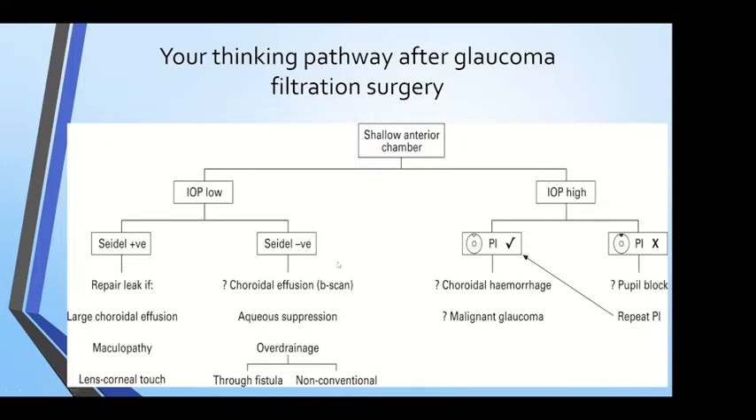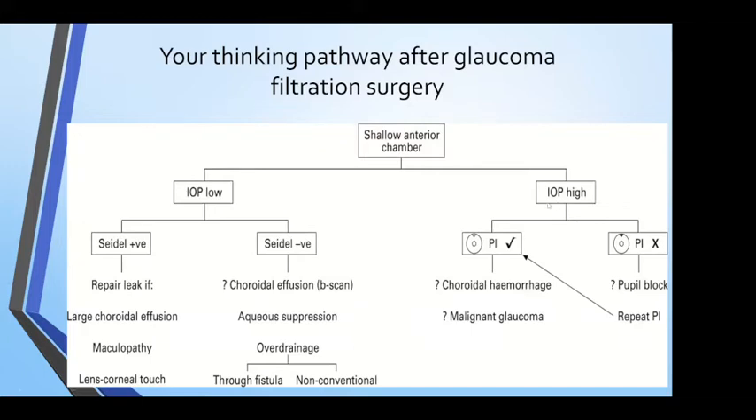But if Seidel negative, think about choroidal effusion, and that can be diagnosed or excluded by B-scan, or aqueous suppressant, meaning the patient is not forming fluid anyway, so the ciliary body is shut down, or there is over drainage, and as we mentioned, you can tell from looking at the height of the bleb.